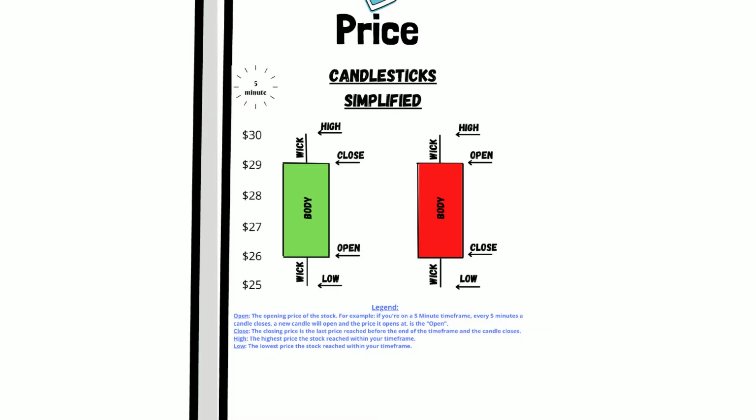The open is the opening price the moment that 5-minute session has started, and the close is the last price the stock has reached when the 5-minute session has ended. Now, if you check out the placement of the open and close prices, they're different on the bullish candle than it is on the bearish candle.